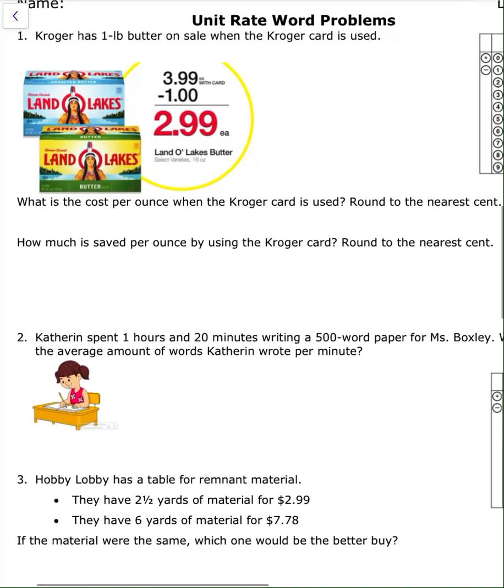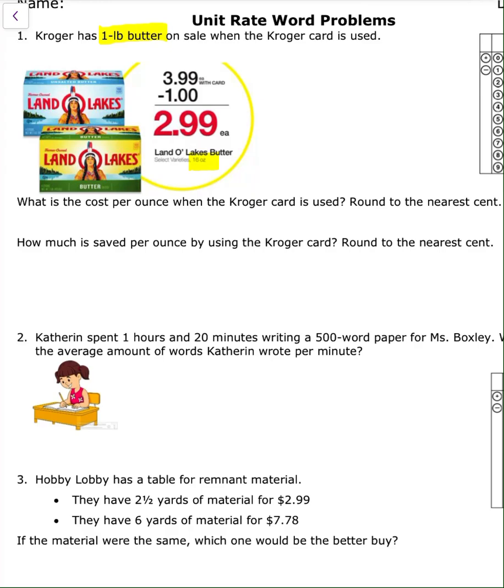Okay, so you should have this paper. If you don't have this paper, write down the important information and then copy it down in your notebook. Kroger has 1 pound of butter on sale when the Kroger card is used. What is the cost per ounce when the Kroger card is used? Round to the nearest cent. I don't know if you can see it or not, but right there, it tells us that it's 16 ounces. It tells us here that it's a pound of butter.